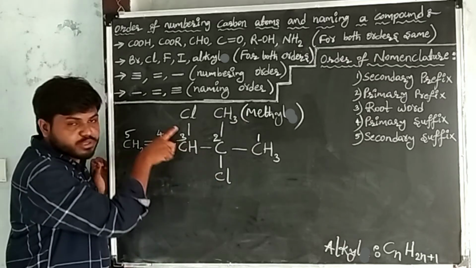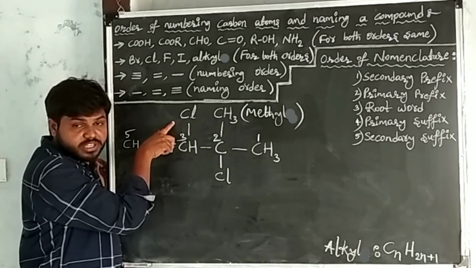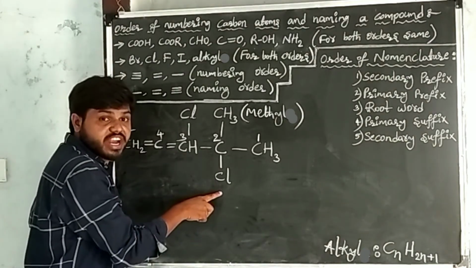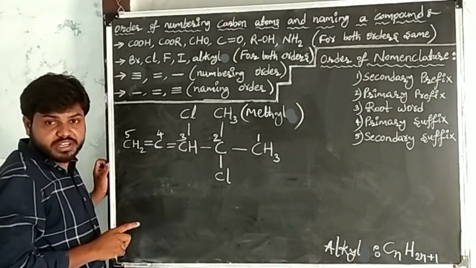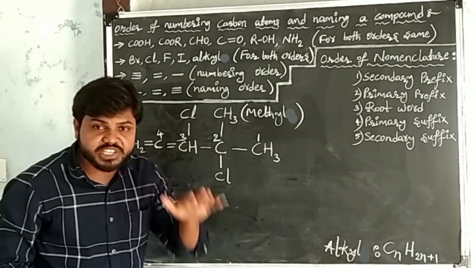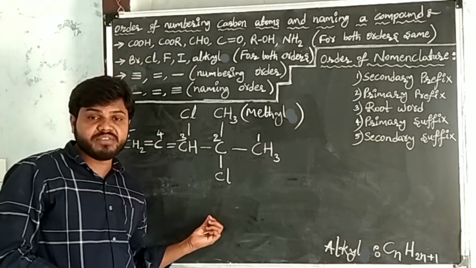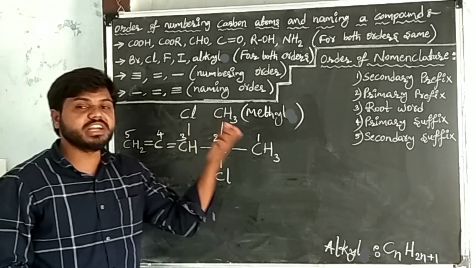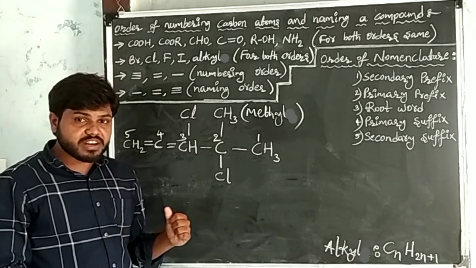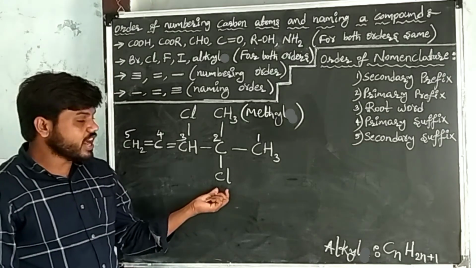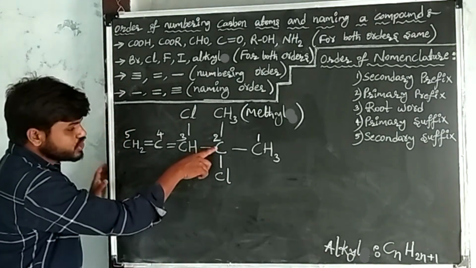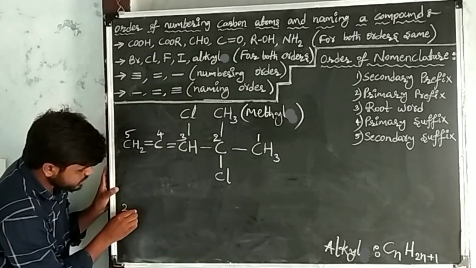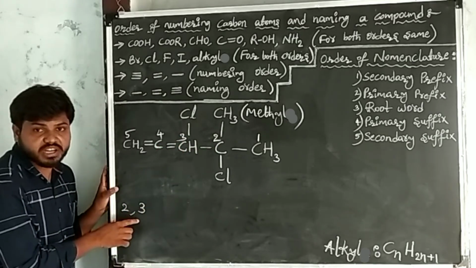Here there are 2 chlorine atoms at different positions. That's why first write the positions of each chlorine, then how many times it is repeated, then the prefix of chlorine. Positions of each chlorine are what? 2 and 3. Okay, 2,3. I write the positions of each chlorine.